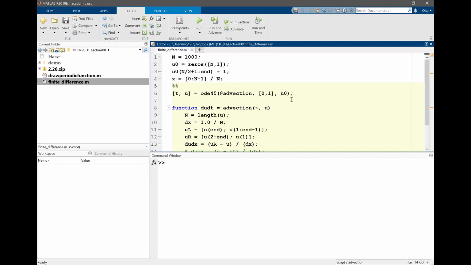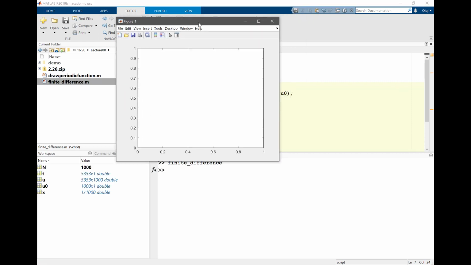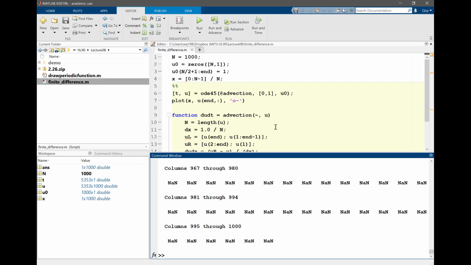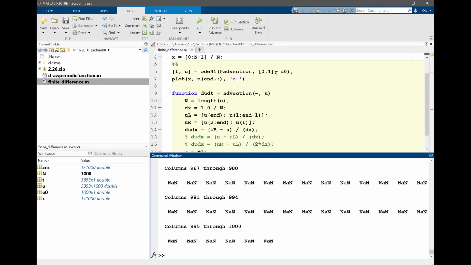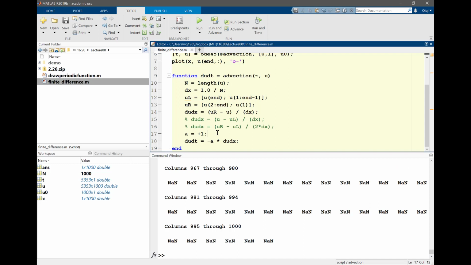And we run it, and we want to plot out the solution u at the end. So if we run it, our u is a bunch of nans. All right, so basically what this tells me is that when a is equal to 1, which means when the solution is moving towards the right, and I use a right-sided difference, the solution didn't work.